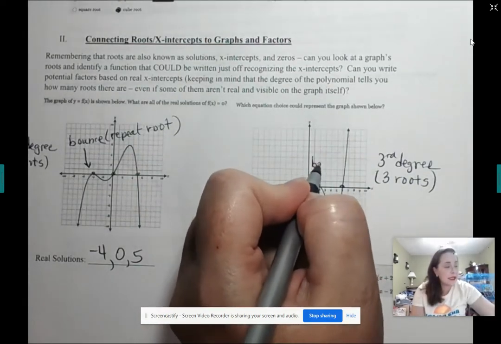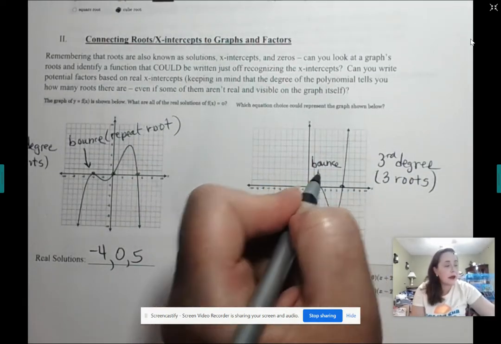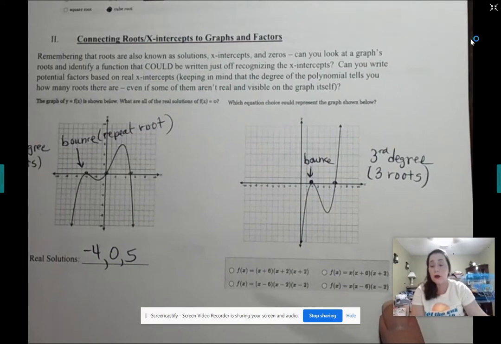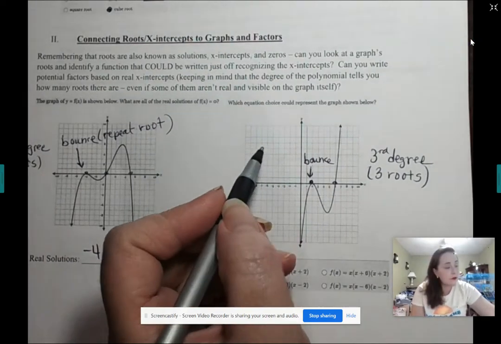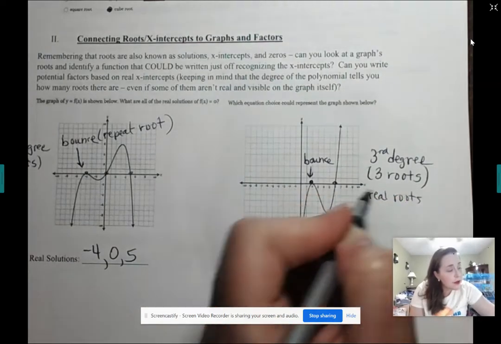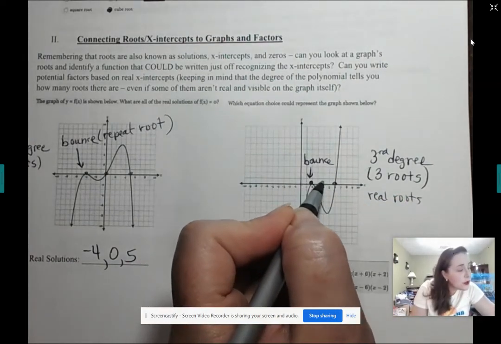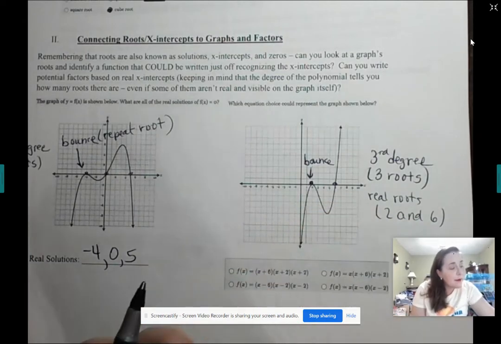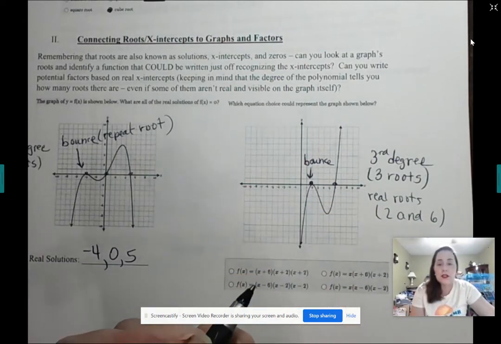But again, I see a bounce happening here. And so I know that that is going to account for 2 roots, and that means 2 of the same factor. So if I see that the real roots appear to be at 2 and at 6, but I see that the 2 happens twice.